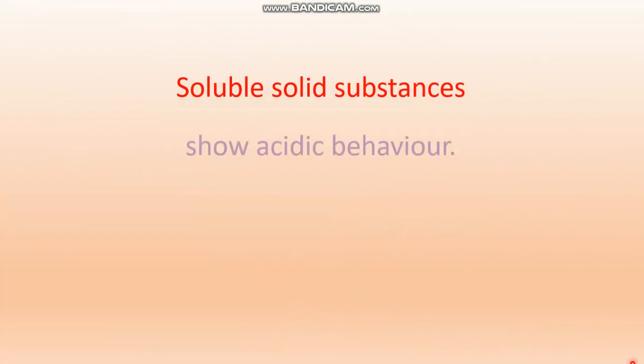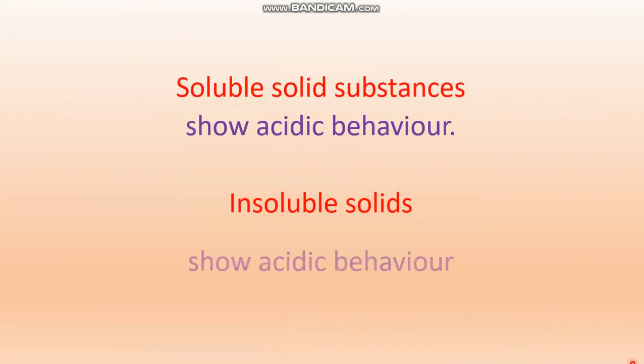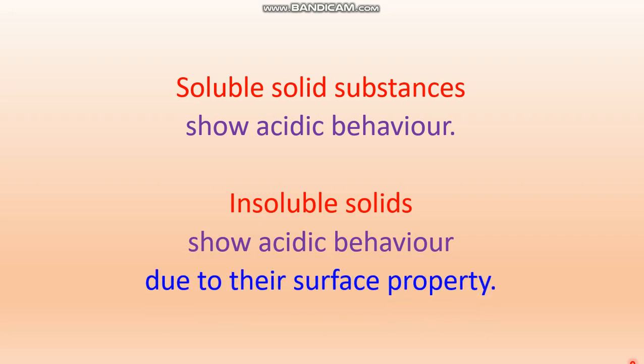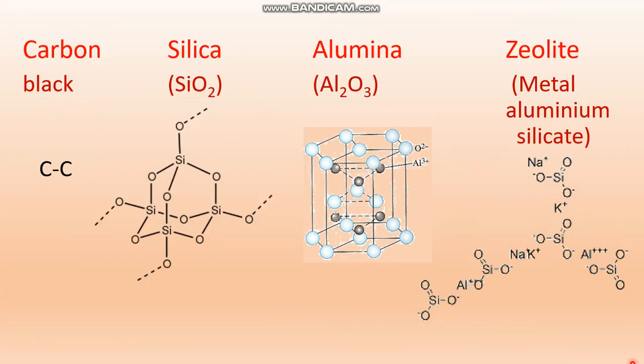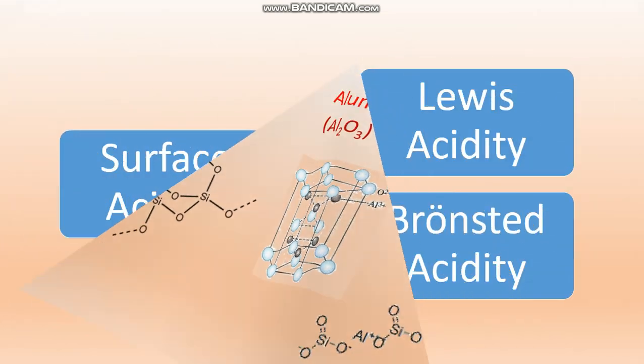We are going to discuss a new subtopic, surface acidity. It is not necessary that only soluble solid substances would show acidic behavior, but also insoluble solids would exhibit acidic behavior due to their surface property. Nano-sized carbon black particles and nano or micron-sized ceramic powders, for example, silica, alumina, zeolite, etc., when dispersed in aqueous or in other media, can generate acidity in the medium.